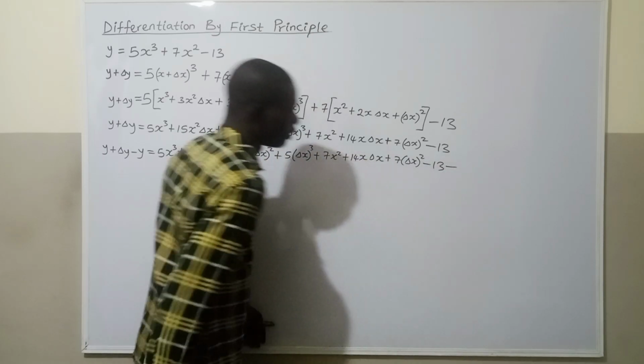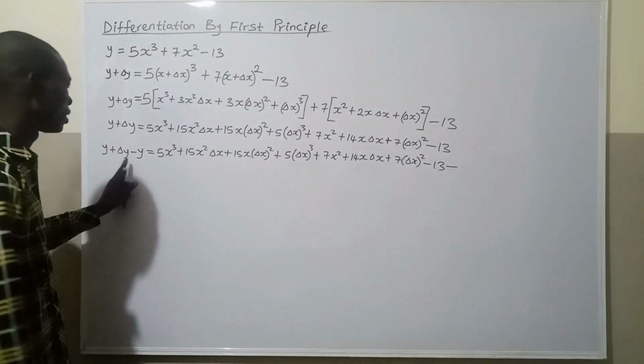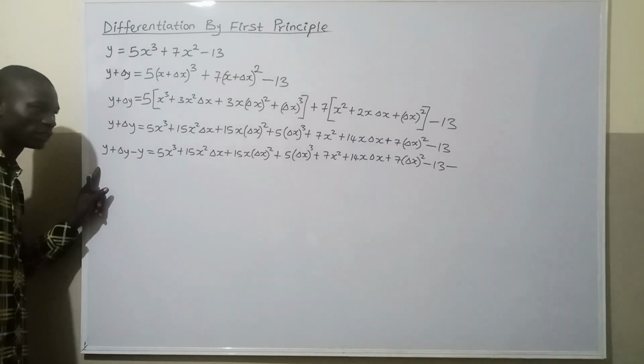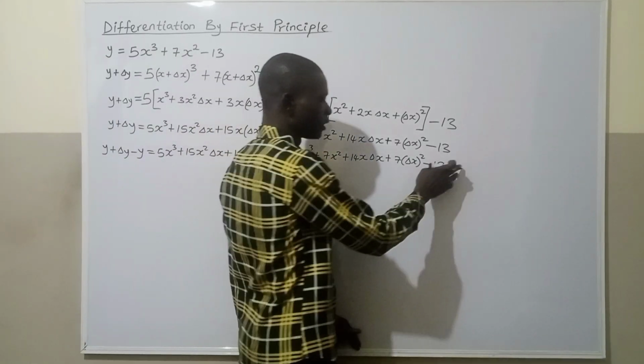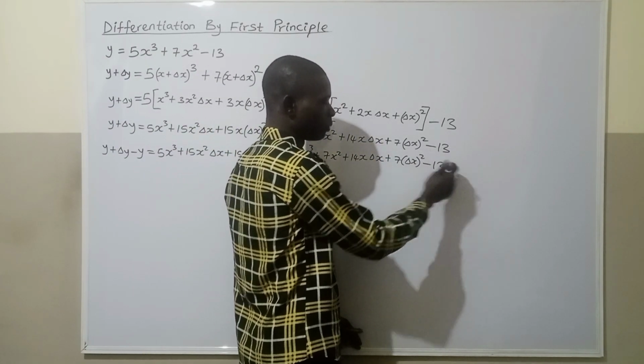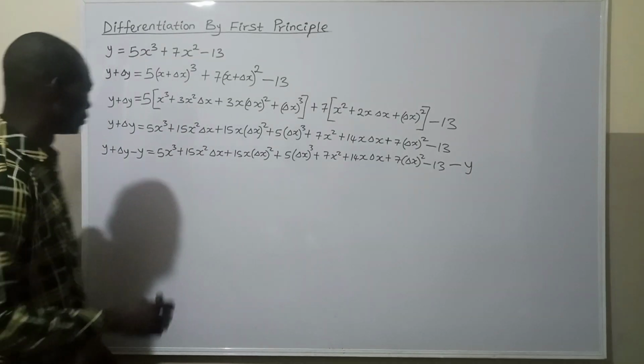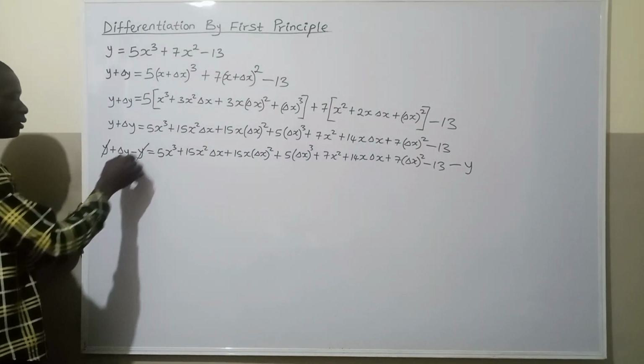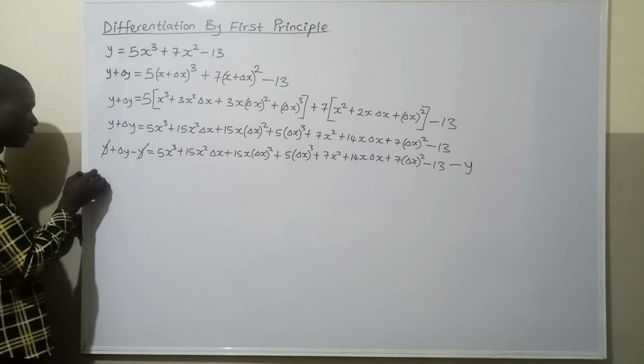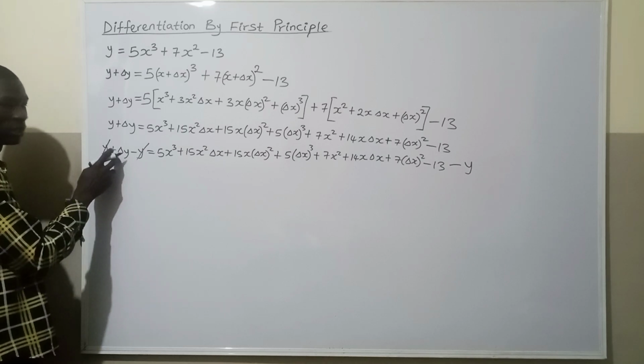of course that's going to be also equal to minus y, because we are subtracting y from this left hand side. We also subtract y from the right hand side. This is where this one stops, and then we are now going to have to subtract y. So what happens? This y is going to cancel this y. All we are left with here now is delta y, which is standing on its own.